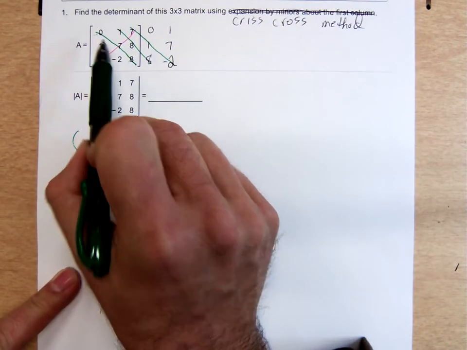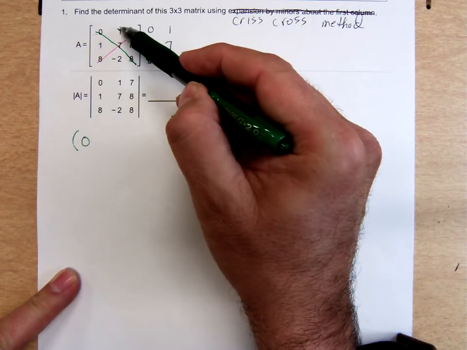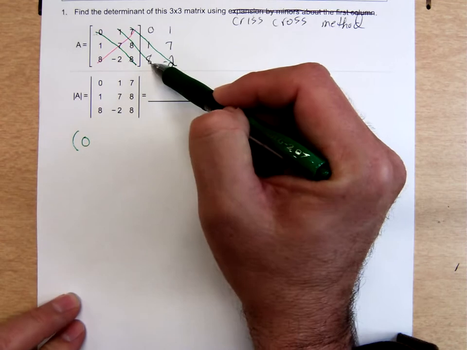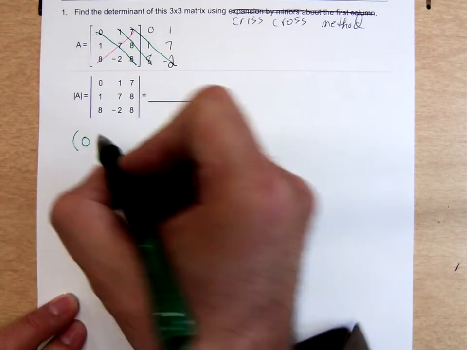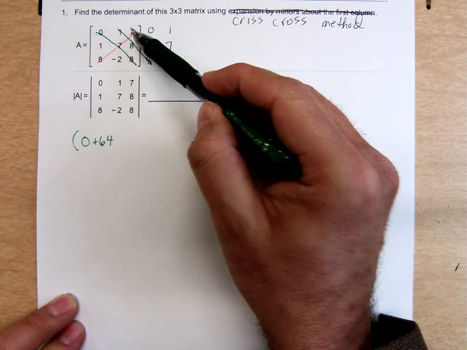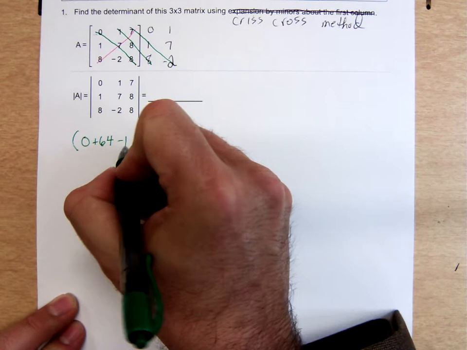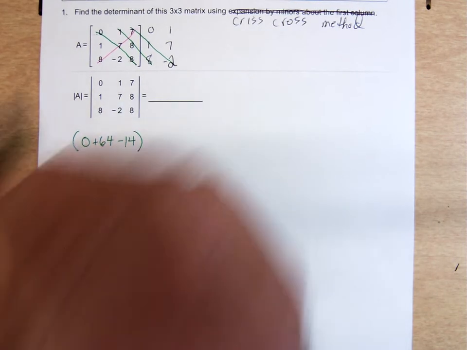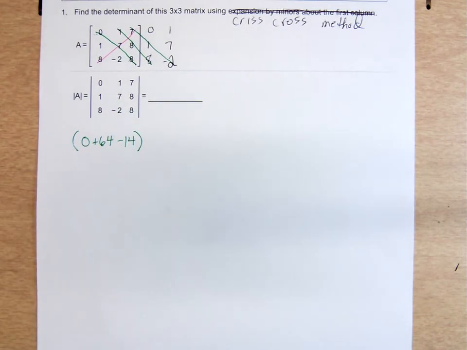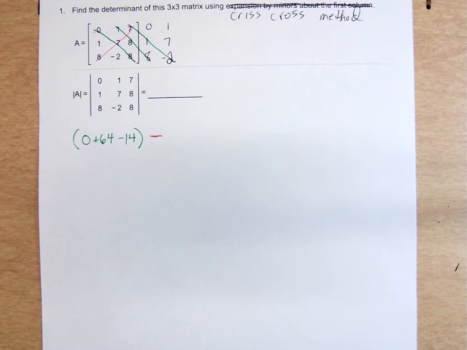And let's see. Multiply the first diagonal. 0 times anything is 0. So 0. Now the second diagonal. 1 times 8 times 8. 64. It's a positive 64. 7 times 1 times negative 2. Is that a negative 14? And there's always a minus in the middle. And we'll do the other 3 diagonals.